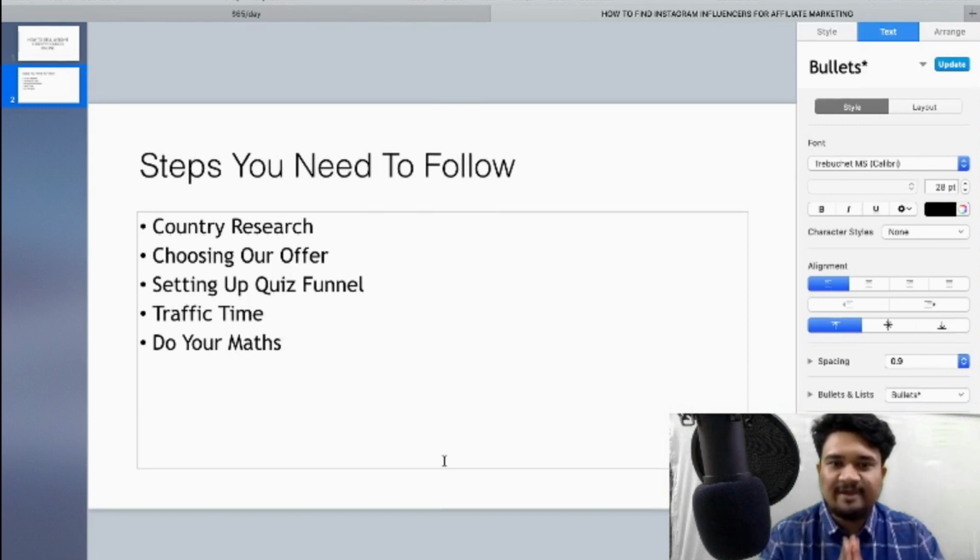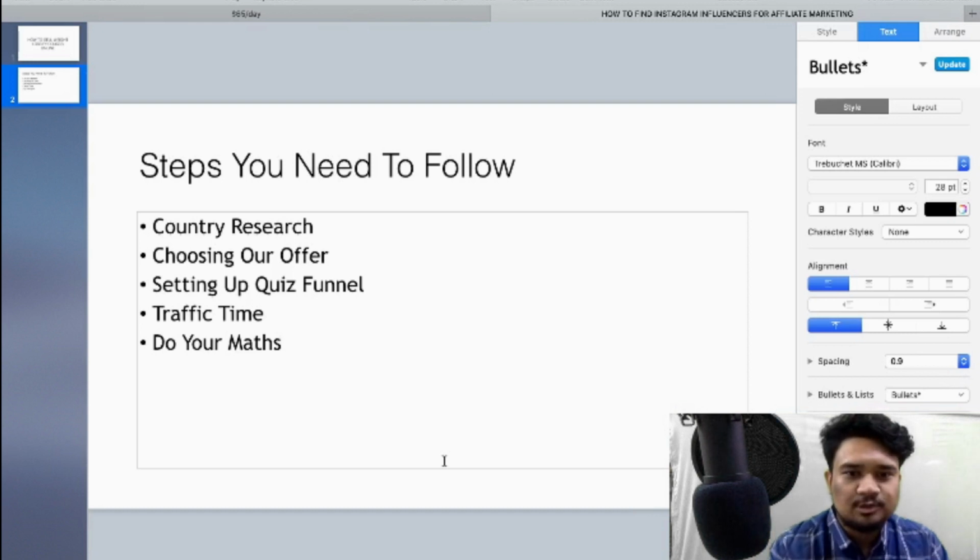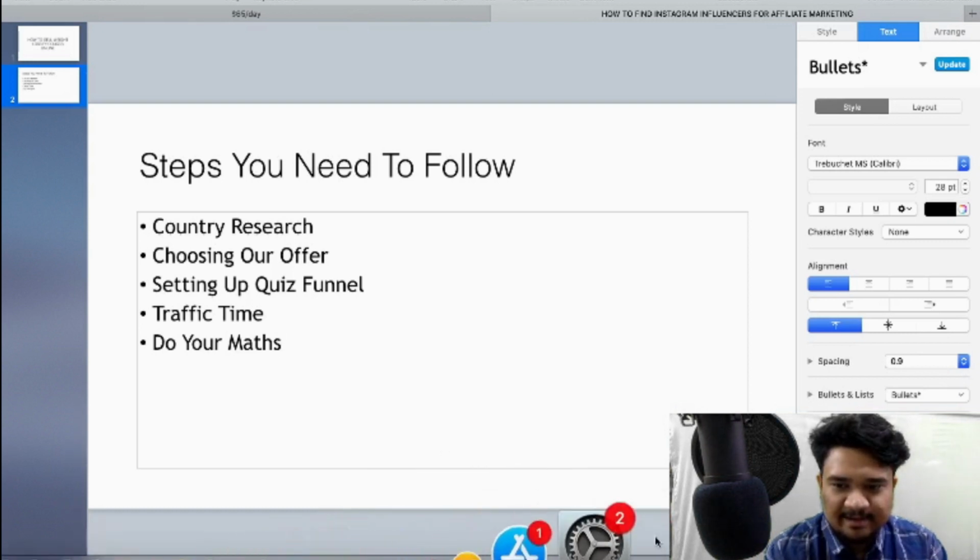Okay, so it is very important to set up a quiz funnel to make our customer or our audience engage with our product, so they can have a good connection with us as well as the product we are trying to sell. Okay, so I'm going to show you first in the diagram how it needs to look like.